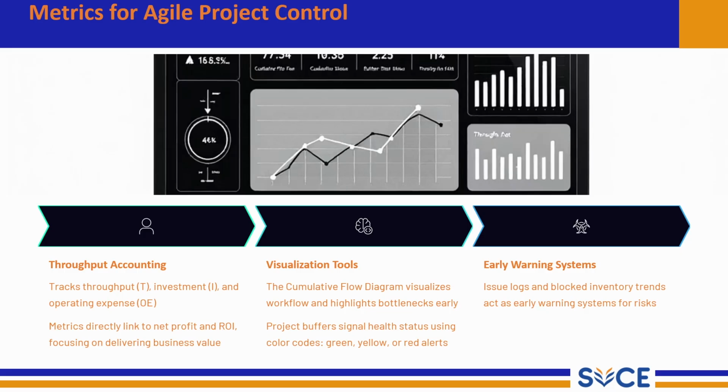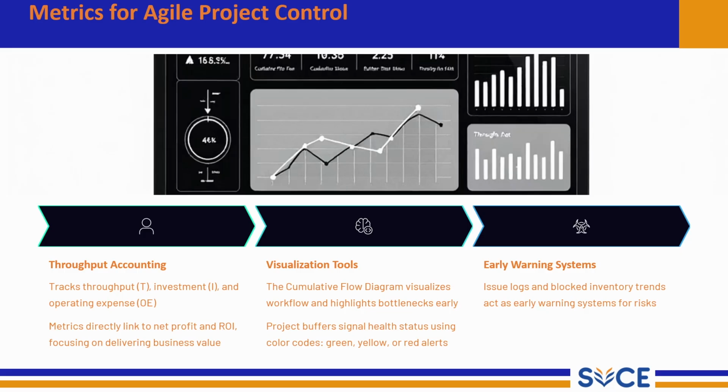And the next metric is the visualization tool. Agile uses visual tools to monitor workflow. One common tool is the cumulative flow diagram, which shows how the tasks move through different stages like to do, in progress, and done. This helps identify bottlenecks early. Project buffers are also visualized using color codes. Green means healthy, yellow means caution, and red means there is a delay.